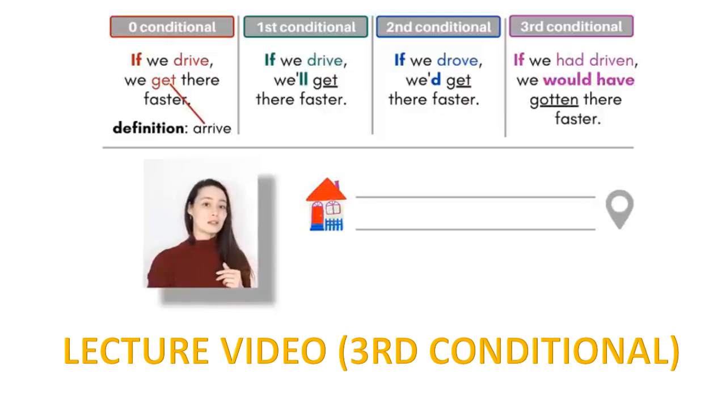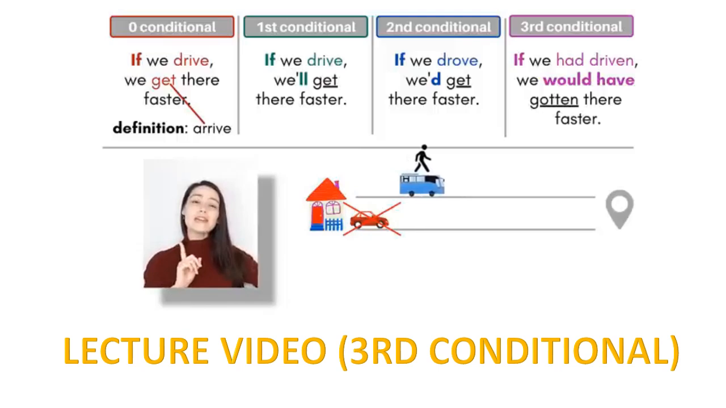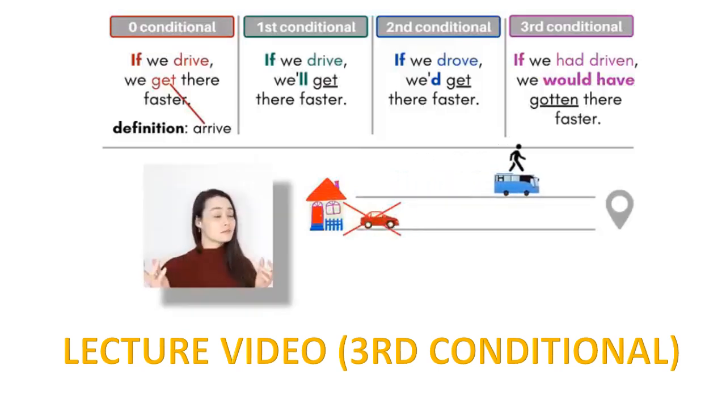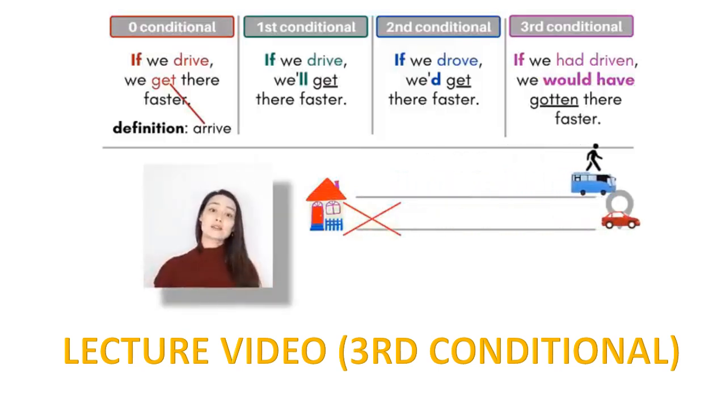Second conditional. My husband and I, we don't have a car. It would be impossible to drive. We walk, we take the bus. But if we drove, we'd get there faster. We'd get to work faster.